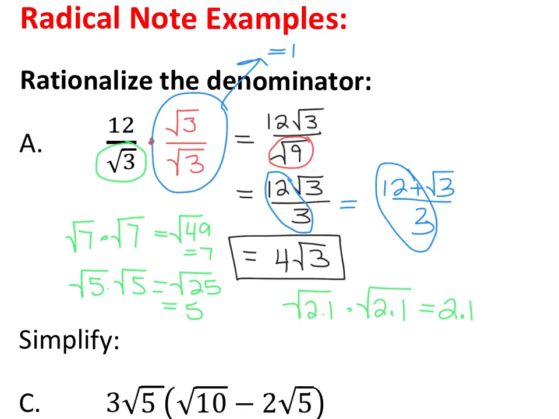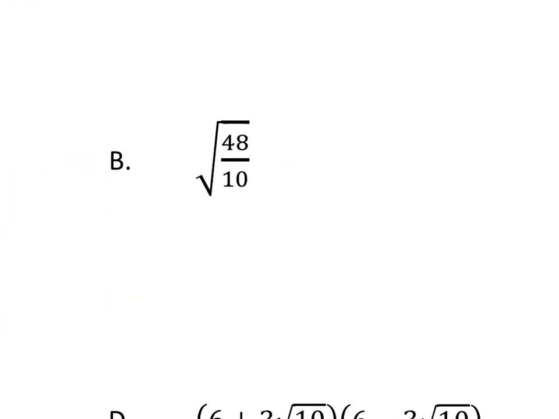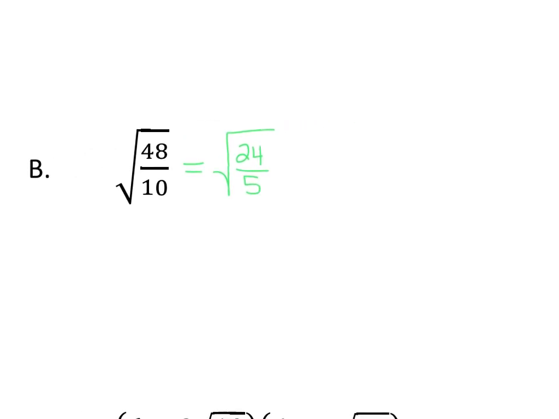Okay, let's take a look at number 2. The first thing I notice is now I have a radical over both the numerator and denominator. Because that's the case, I could simplify this. I could reduce by 2, top and bottom, giving me the square root of 24 over 5. Now, with the quotient rule that we learned, when I have a radical over top and bottom, I could separate this, the square root of 24 over the square root of 5.